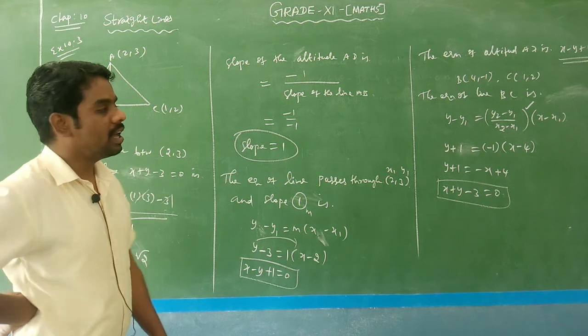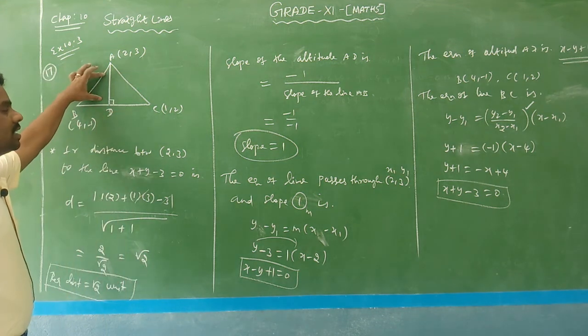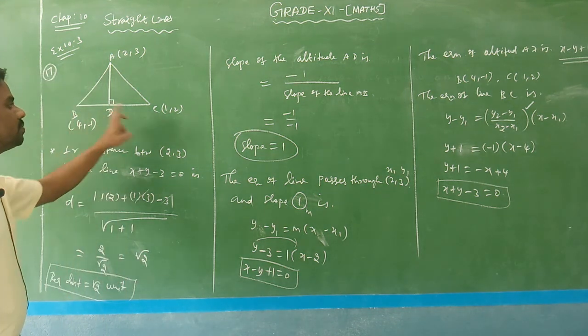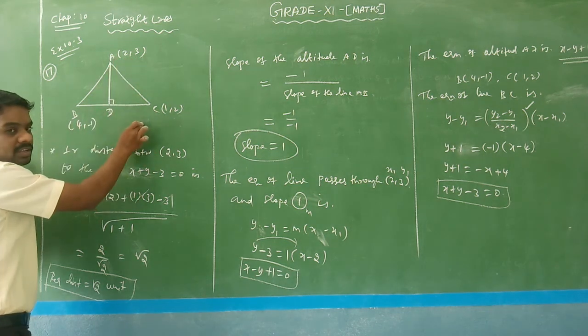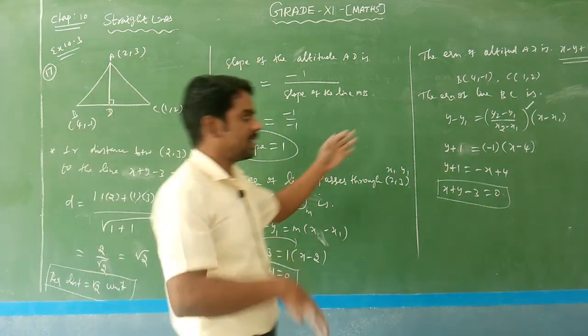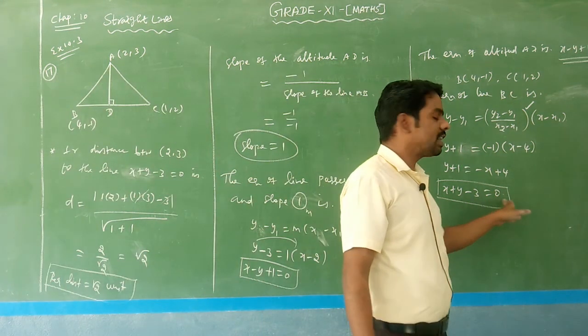And second, also find its length. This line is perpendicular to BC, so it is the perpendicular distance between (2, 3) and the line BC. So find the equation of BC. The equation of BC is x + y - 3 = 0.